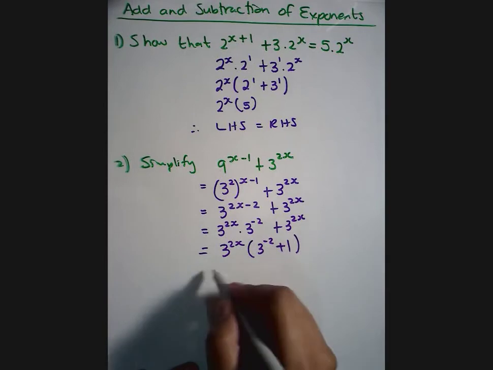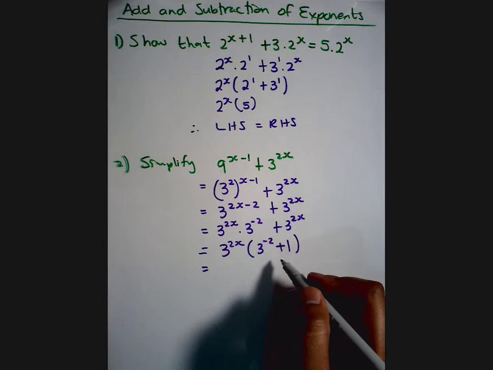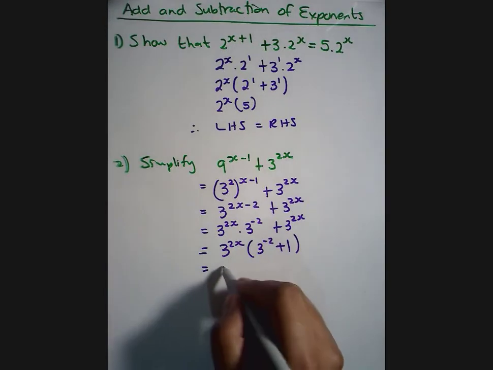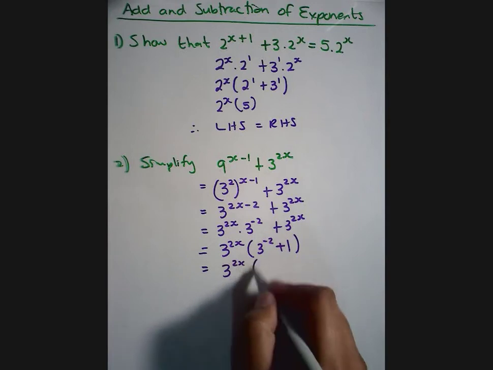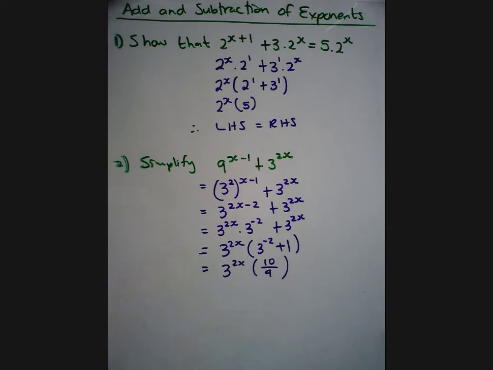And then if I type this into my calculator, I get 1 over 9 plus 9, which is 10 over 9. So therefore I get 3 to the power of 2x open brackets 10 over 9. Now remember, in grade 10, 11, 12, you get weird numbers or weird answers, and this is a weird answer, so therefore it's correct. It's fine, don't stress, your answer is correct.